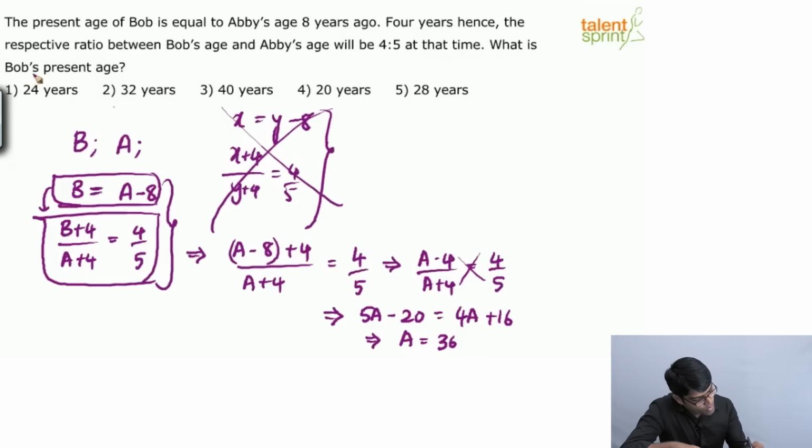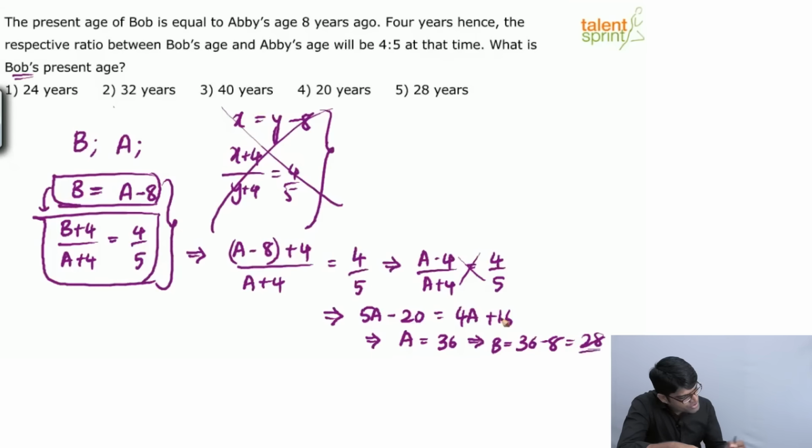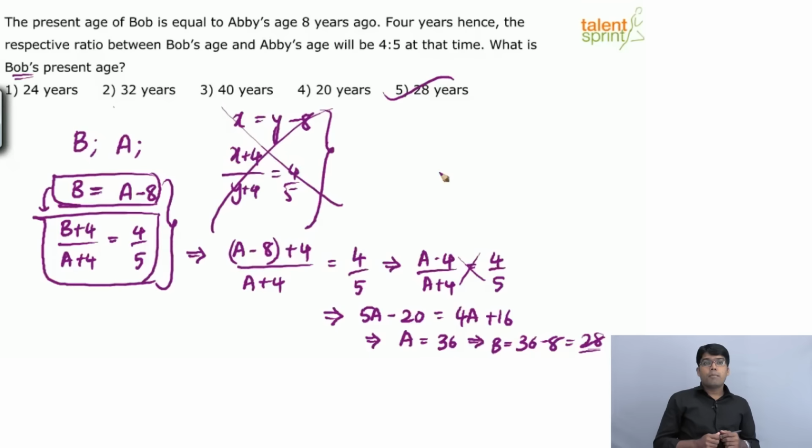But he's asking us to find out Bob's present age. You know that Bob's present age, B equals A minus 8. So B will be equal to 36 minus 8. How much is that? 28. Option 5 will be the answer. Bob's present age will be 28. Option 5. But can this be done in a different way?